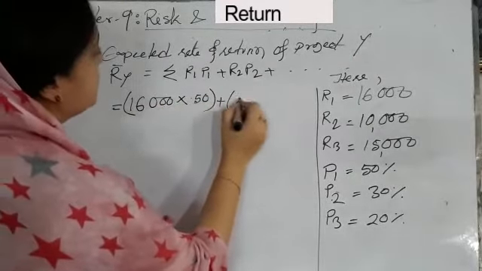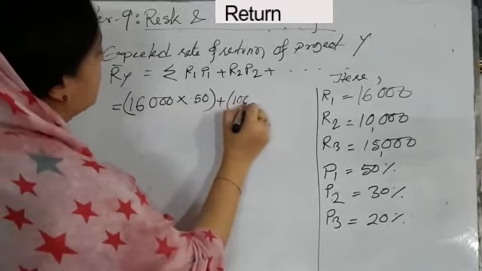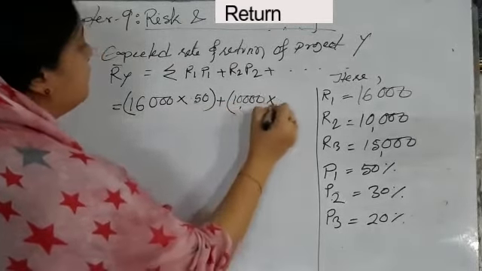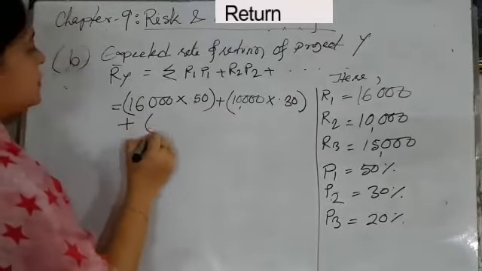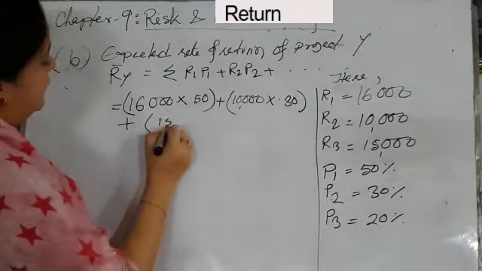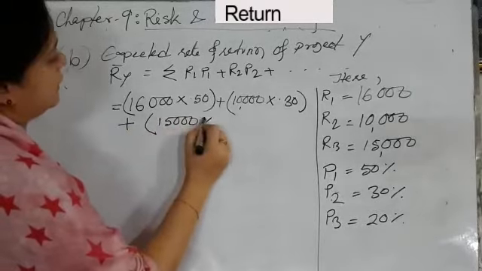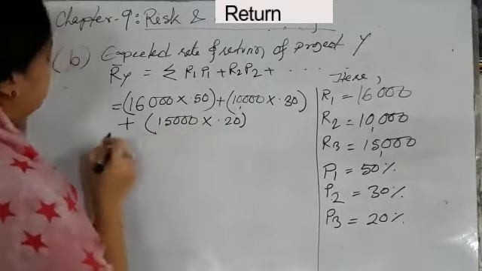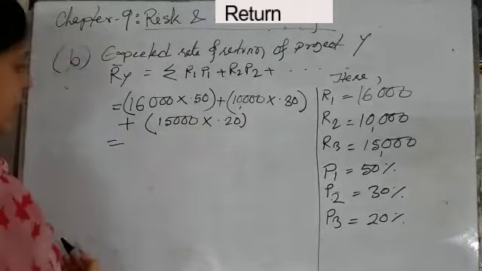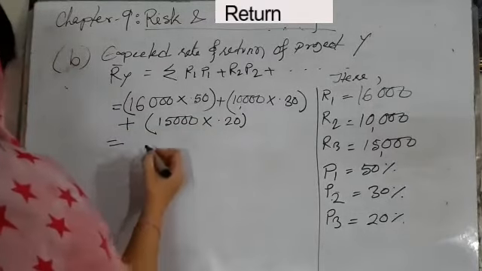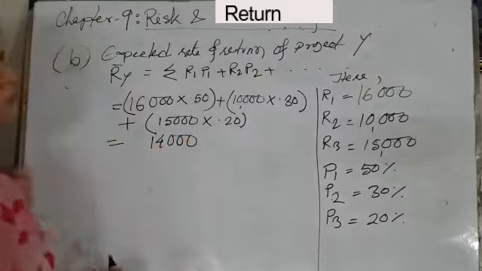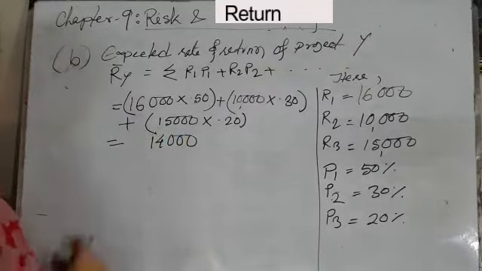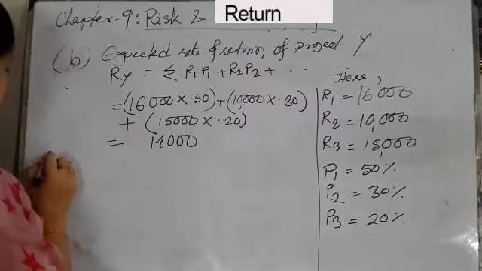plus 10,000 multiply 0.30 plus 15,000 multiply 0.20, and the result is 14,000. Same way, now we will find out the standard deviation.